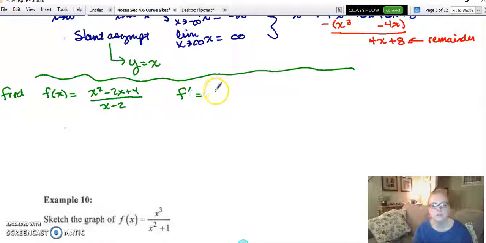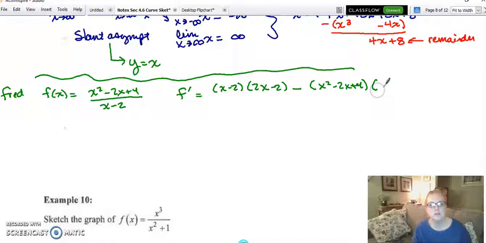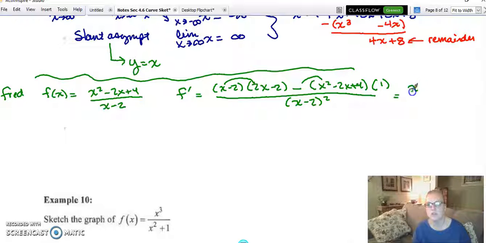So our derivative is going to be, using quotient rule, low d high, 2x minus 2, minus high, x squared minus 2x plus 4, d low, which is 1, all over the bottom squared, x minus 2 squared. I'm just going to go ahead and multiply this out. It doesn't have any factors because remember that doesn't factor. So let's multiply and collect like terms. So this would be 2x squared minus x squared, which is going to give me x squared. And then we're going to have minus 4x minus 2x, that's minus 6x, plus 2x, which is minus 4x. And then we have our plus 4 and our minus 4, and they go away. So that's kind of nice.